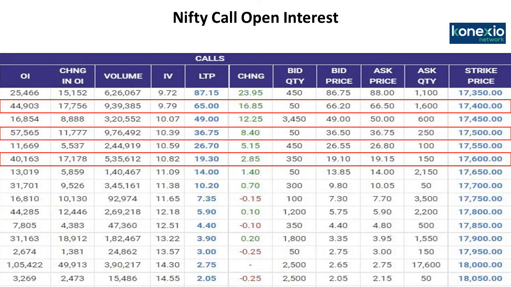In Nifty out of the money calls, we have seen a rise in the open interest of the strike prices. You can clearly see on the screen that there has been a rise in the open interest in 17,400 calls, then 17,500 calls, and 17,600 Nifty calls.